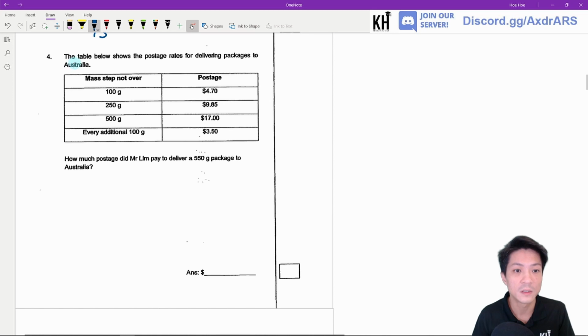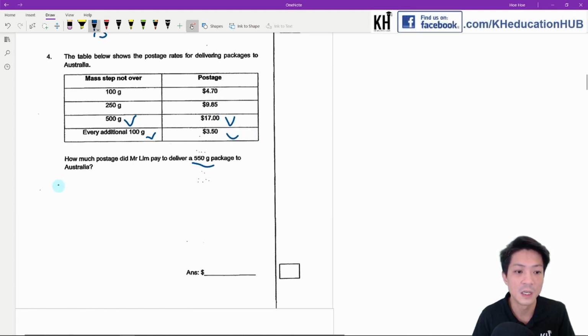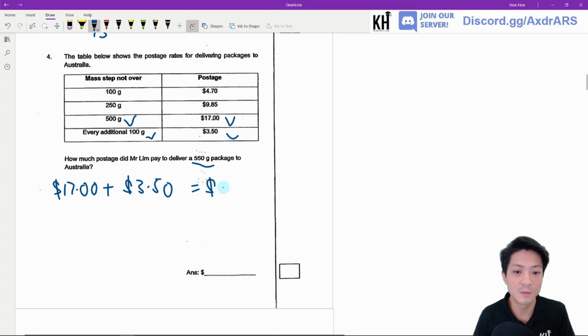Question 4. The table below shows the postage rates for delivering packages to Australia. How much postage did Mr. Lim pay to deliver a 550-gram package to Australia? Okay, so if I want to deliver a 550-gram package, I would need to use the 50-gram rate and add another 100-gram. So it will be $17 plus 350, that will be $20.50.